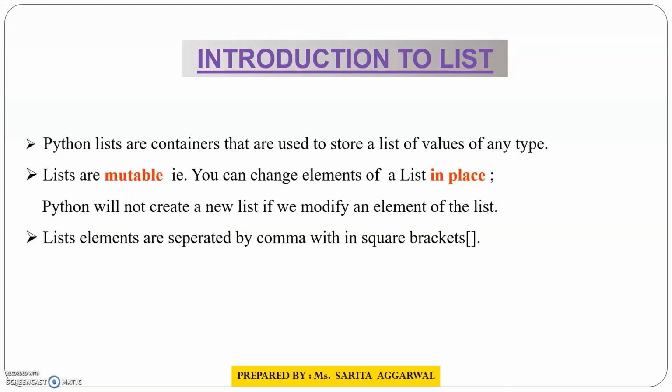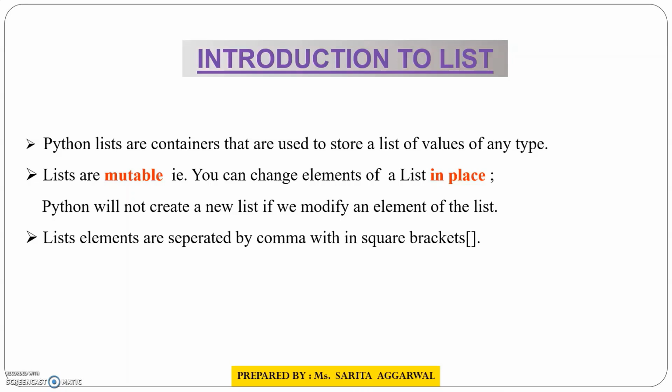First, what are Python lists? Python lists are used to store a list of values of any type. Values of any type means the list element can be an integer, can be a float type value, can be a string type value, or even it can be a list also.